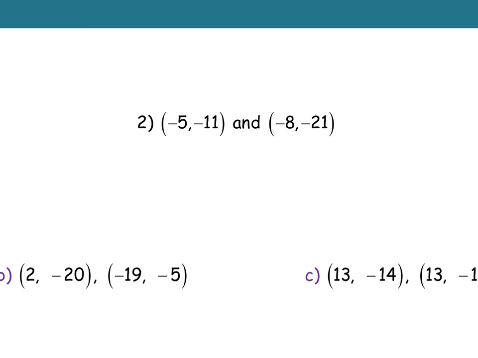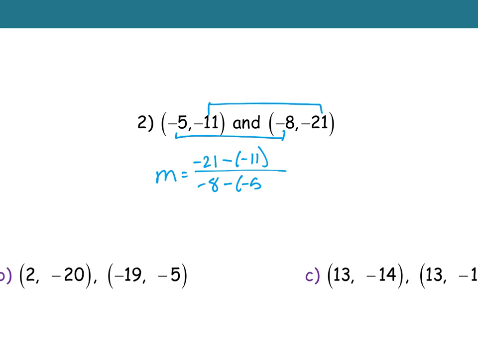Okay. Number 2, same thing. Rise over run. So this time I'm going to start with my second one just because, why not? Negative 21 minus a negative 11 all over negative 8 minus a negative 5. So negative 21 minus a negative 11 is? Negative 10. Beautiful. And negative 8 minus a negative 5 is? Negative 3, beautiful. So what does that mean my slope is? What's a negative divided by a negative? Positive. So it would just be 10 divided by 3, because 3 doesn't go into 10, right? And slope is a fraction, so I'm not going to turn it into a mixed number. I'm just going to leave it as a fraction. It's already simplified as much as possible, so it's just 10 thirds.